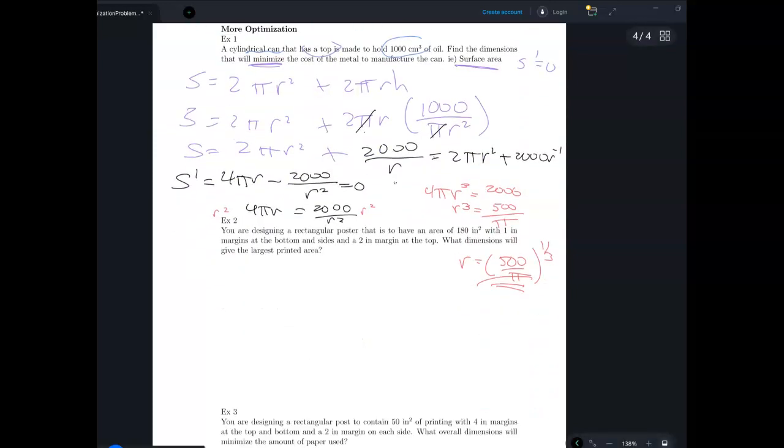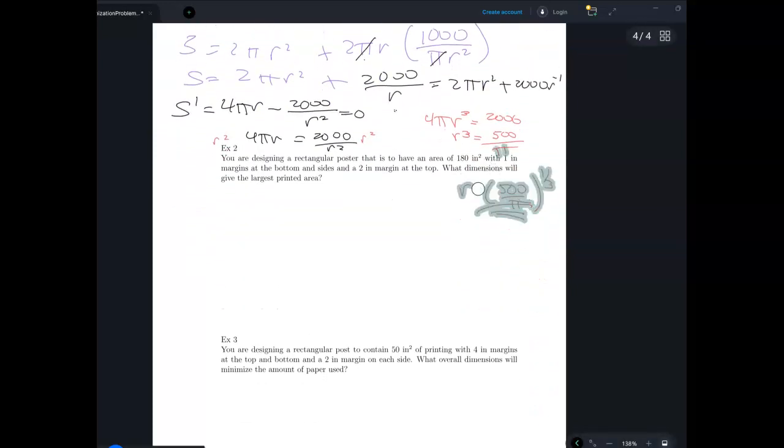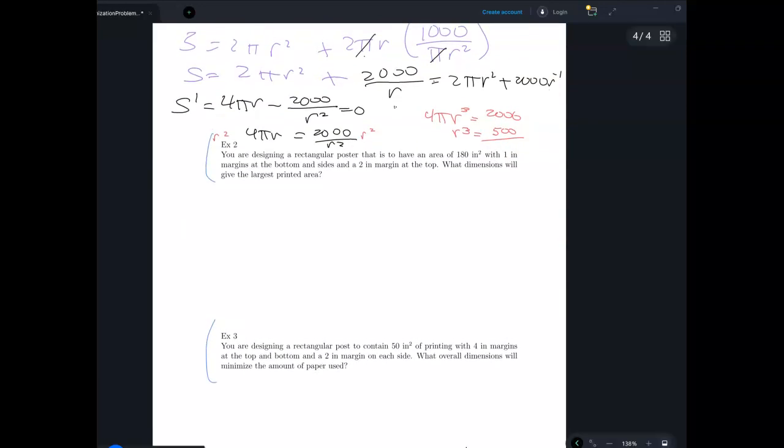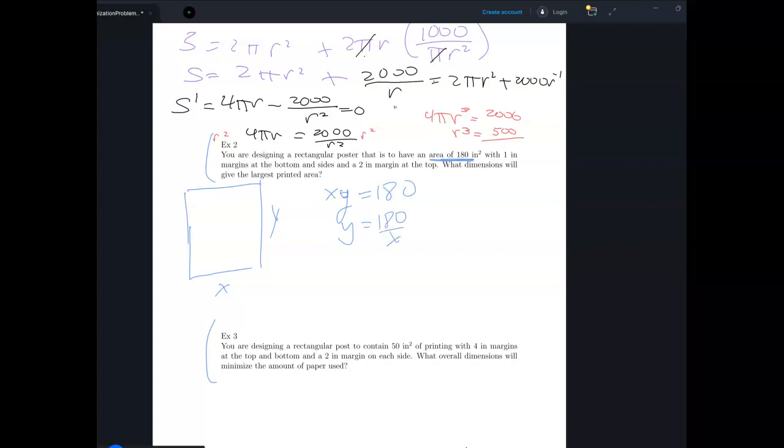All right, so let's look at this next one. I want to talk about these two, comparing and contrasting how to approach them. So we have a rectangular poster that has an area of 180. So the whole thing is 180. I'm going to encourage you to say x times y is 180, because you can see that it's going to be easy to say y is equal to 180 over x, right? When we have a constraint, we want to make it easy to substitute in.